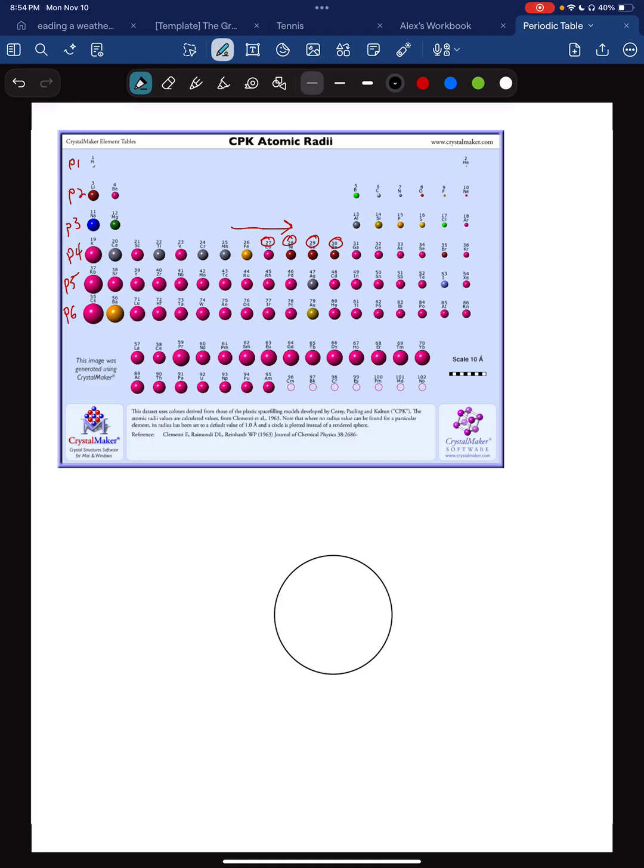When you go from one edge of your circle all the way to the other side, that is called your diameter. Now, what a radius is talking about is the center point all the way to the edge. That is a radius.